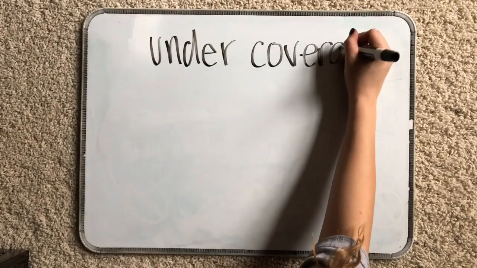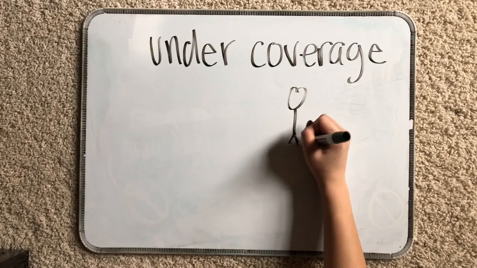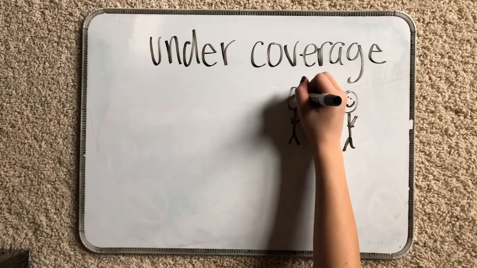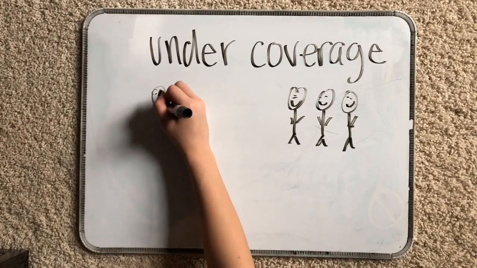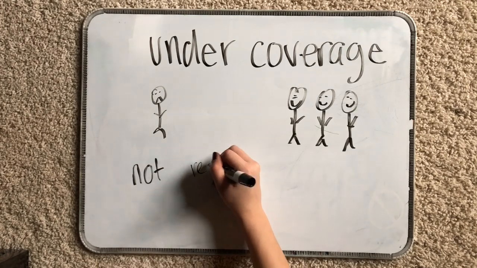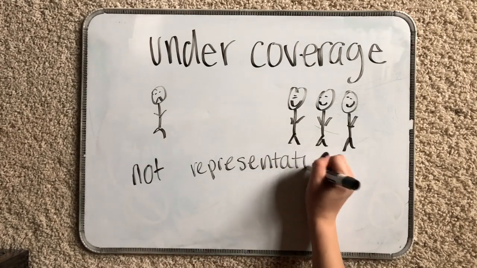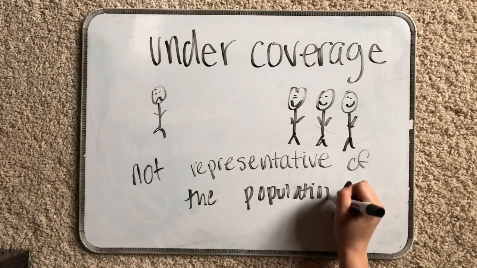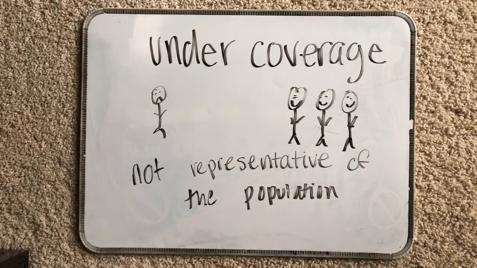Undercoverage happens when you don't reach all the areas of the population that you need to make sure that your survey is representing the whole population and not just a part of it. An example of this is surveying during the time of day when a lot of people would be at work, so they might not be around to answer your question, and then you're missing a huge part of the population.